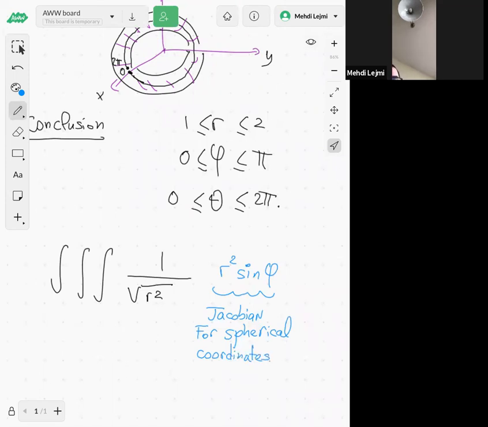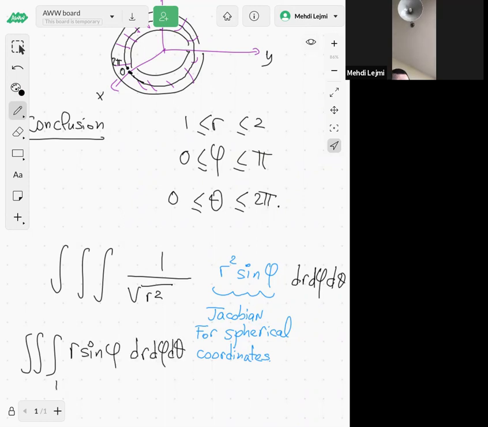And then of course you have dr d phi d theta. And 1 over the square root of r squared is 1 over r, so r squared over r is just r. So that'll be r sine of phi dr d phi d theta, where r is between 1 and 2, phi between 0 and pi, and theta between 0 and 2 pi. This is not really hard to integrate.